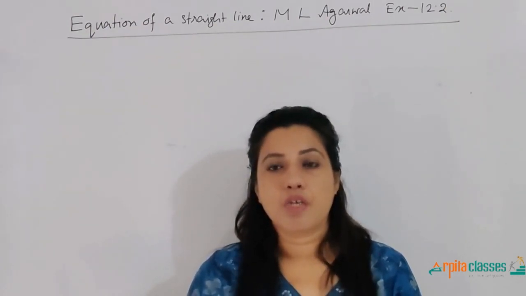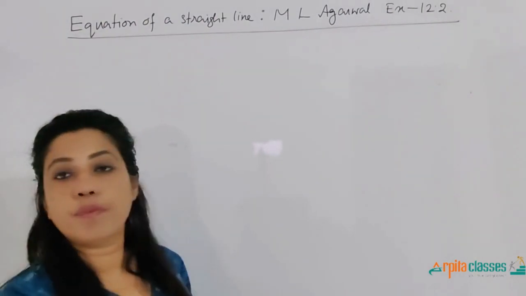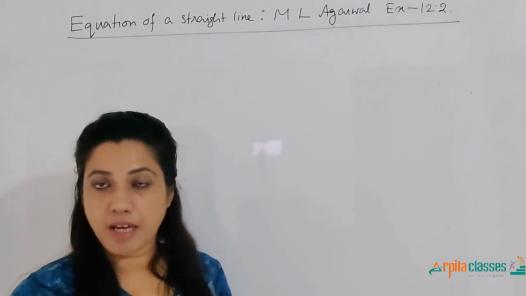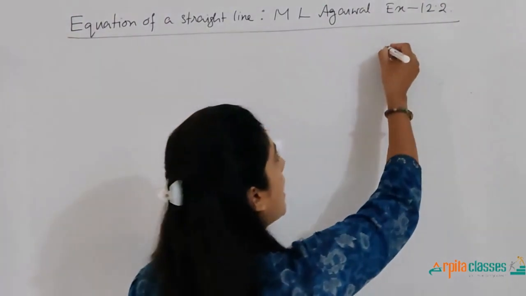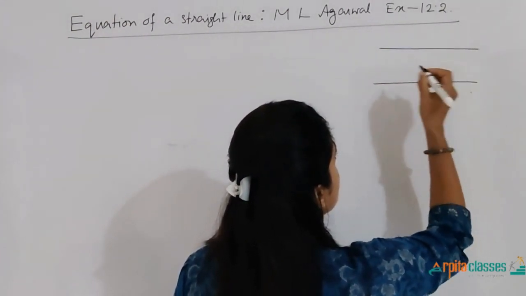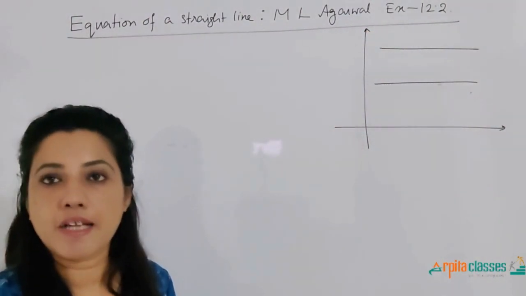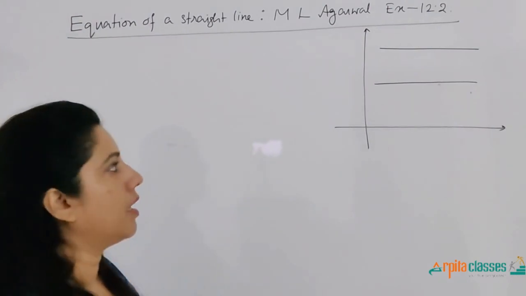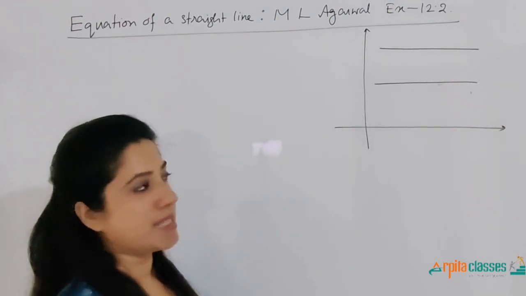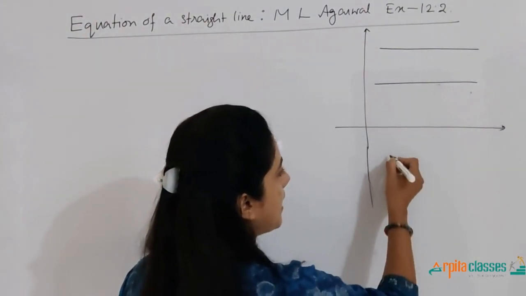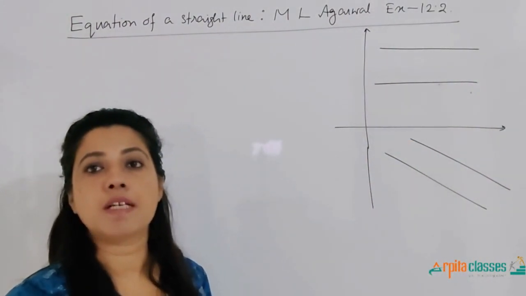Let's get started. In 12.2, the concept we are using is: if the lines are parallel, what will be the criteria? And if the lines are perpendicular, what will be the criteria? Suppose these are two parallel lines. We can understand that these two parallel lines will have the same slope, because they make the same angle with the positive side of the x-axis. The lines could be this way or this way. If the lines are parallel, they have the same slope.